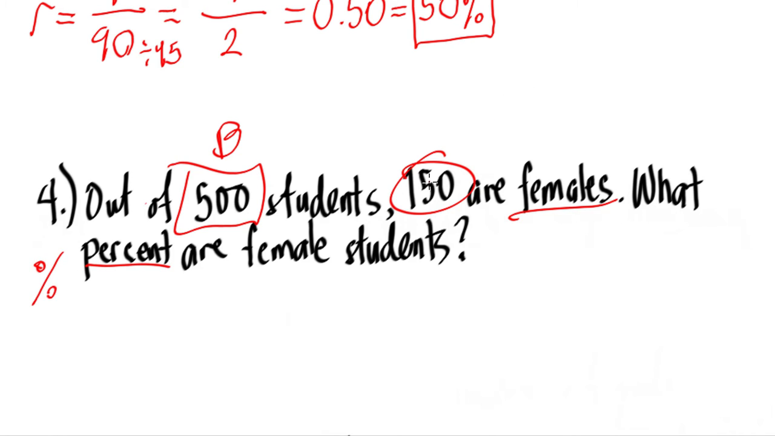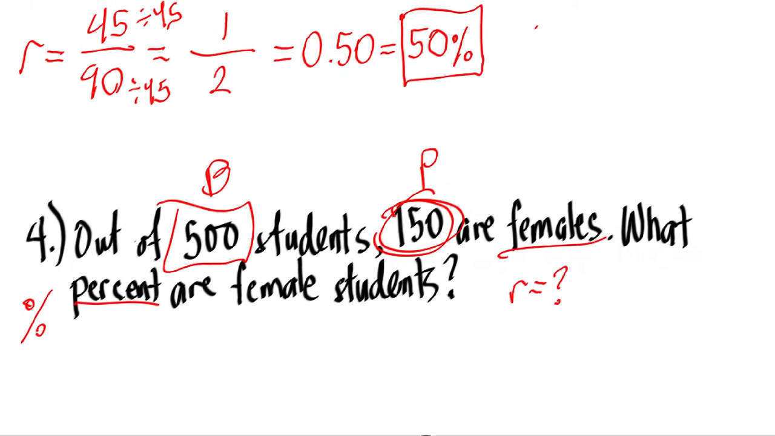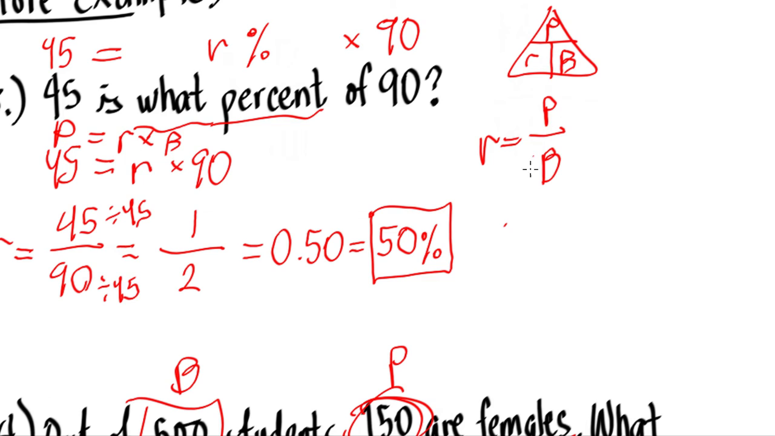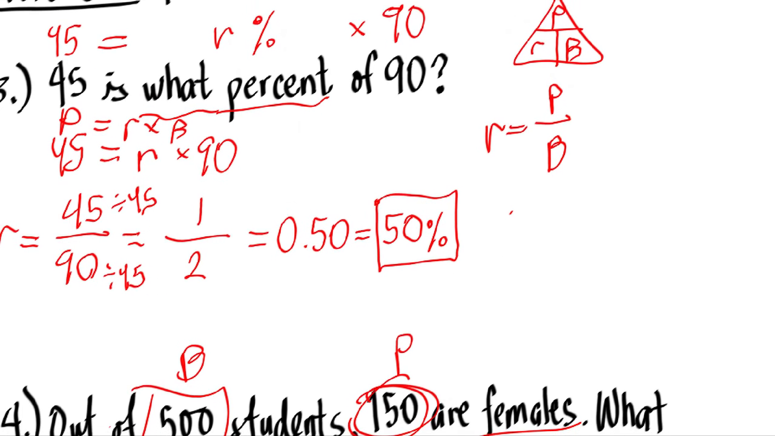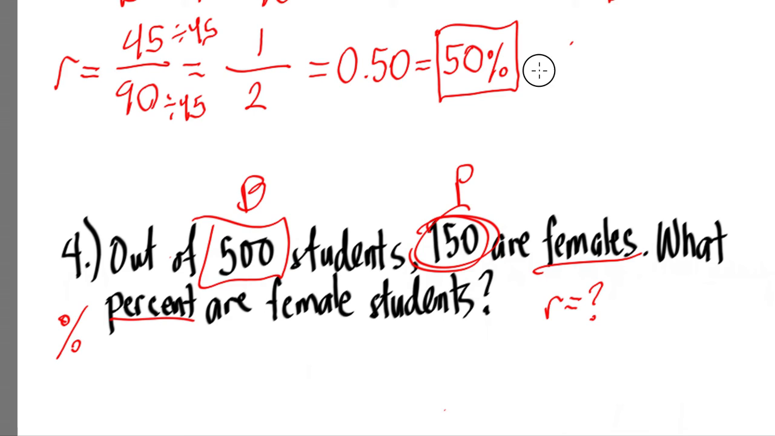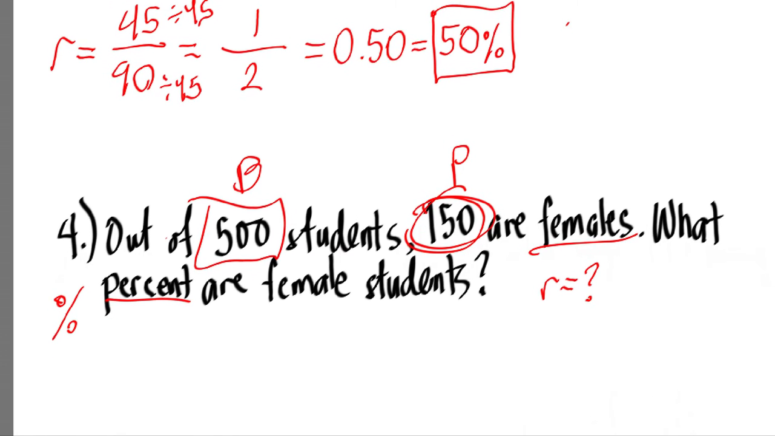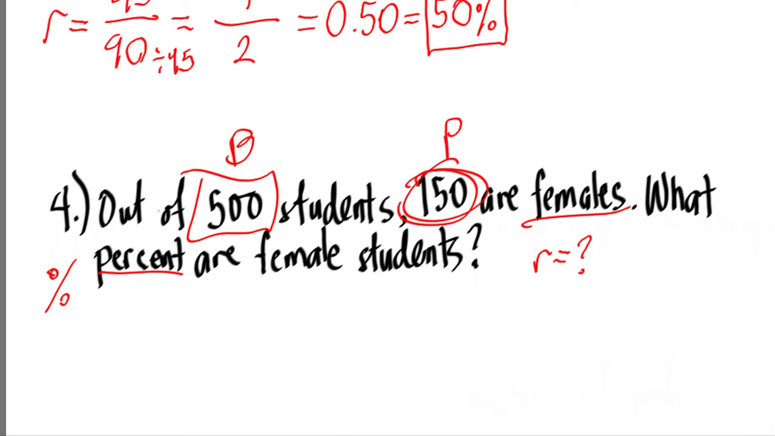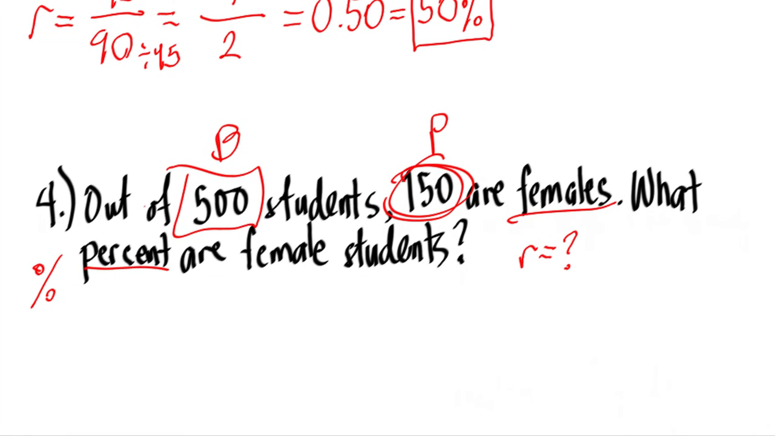Though this scenario is very similar to number 2, what we're asked here is not the same as number 2, since we're given the percentage here. This is a part of this whole. So we're asked what percent. That is, our R is a question mark. Similarly with our formula above, we say that R is equal to P over B. So we apply it in number 4. So R is equal to P over B. The base is of course the totality. So out of 500 students, that's very much a totality for me.